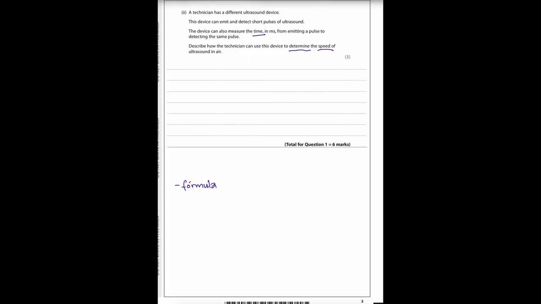So the fact that it says the speed and time, this is telling me that the formula is obviously going to be speed equals distance over time. So I'm just going to write that down first and just get that mark in the bag, and then I can worry about all the other stuff afterwards.